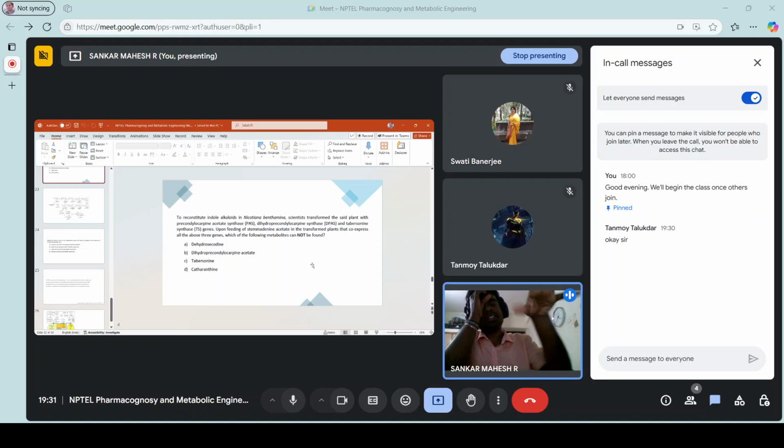So for this, we need to know where exactly stemmadenine acetate is getting converted to what, and what reaction these three enzymes take part in. You can think about this question for a couple of minutes and then we look at the entire reaction pathway.